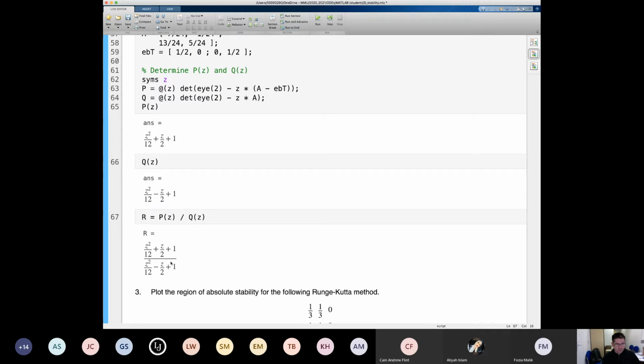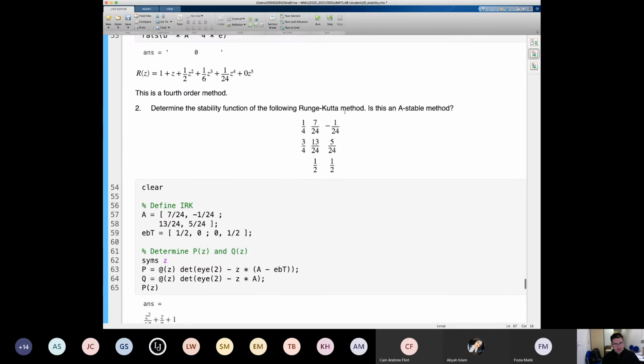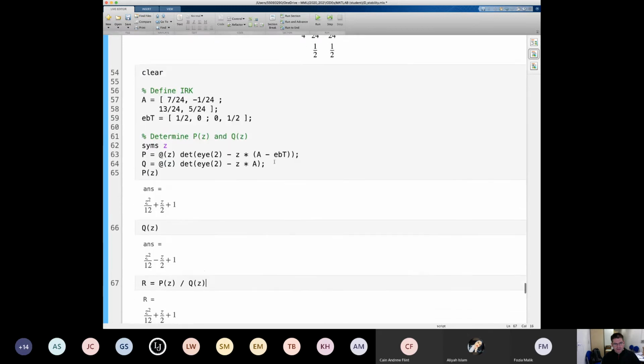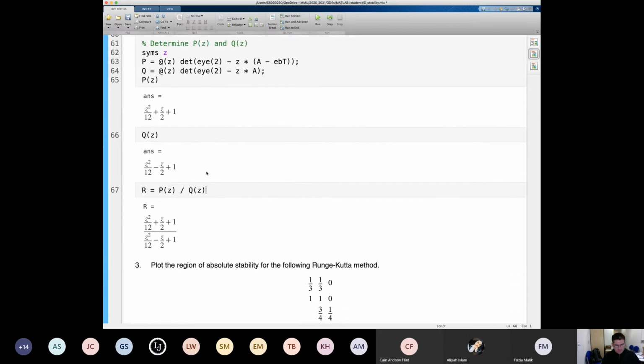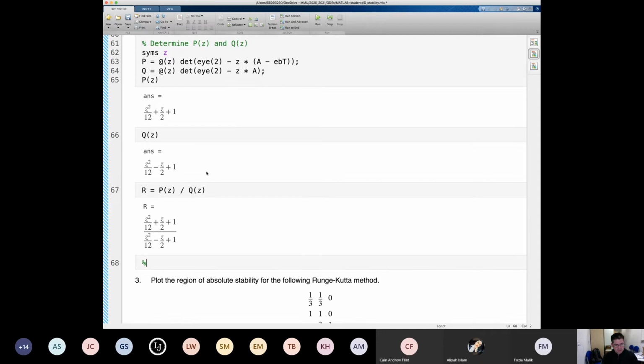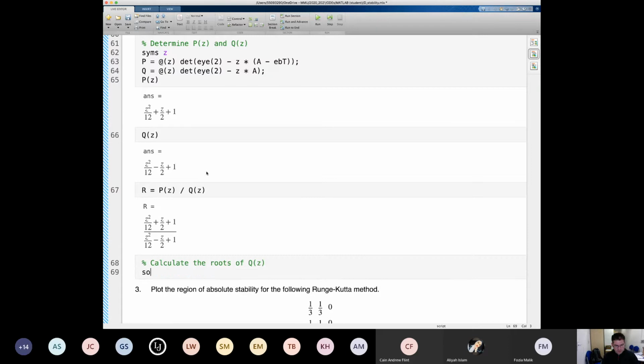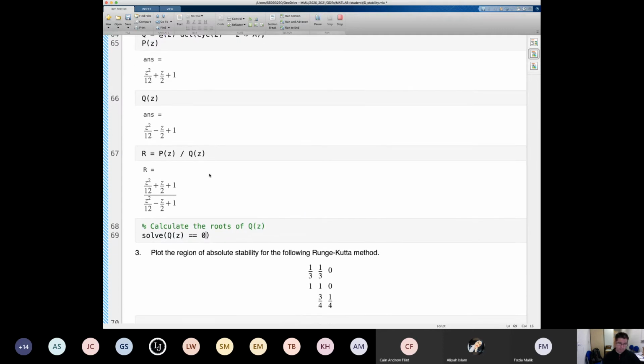But in this case, we're lucky, it's given it to us in a nice manner. So that's our stability function for this Runge-Kutta method. Is this a stable method or not? So first thing we've got to do is calculate the roots of Q(z). And this is dead easy with MATLAB. So we simply do solve Q(z) equals 0. Okay, and that will give us the roots of Q(z).